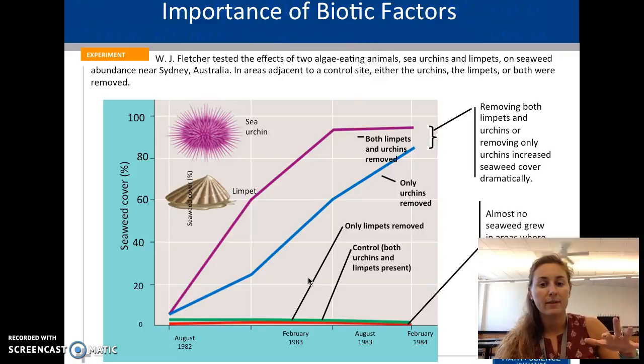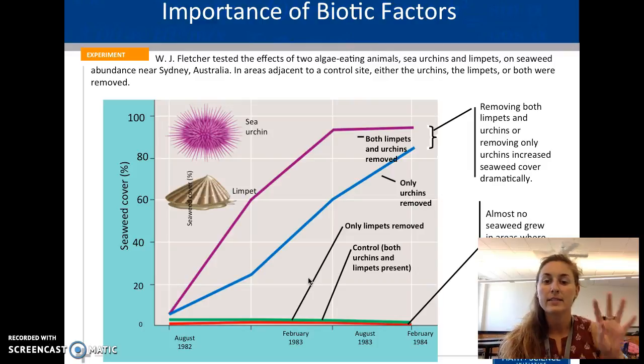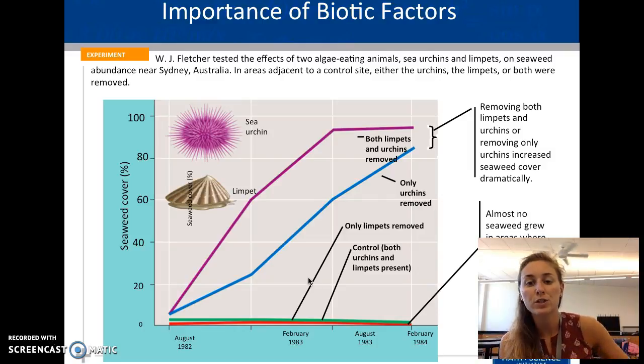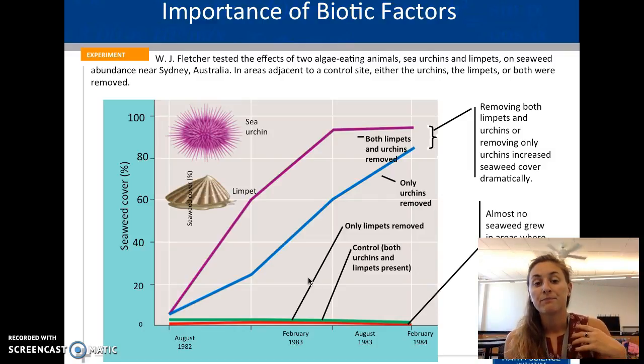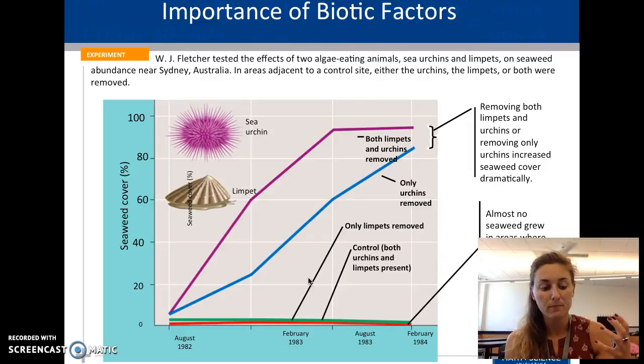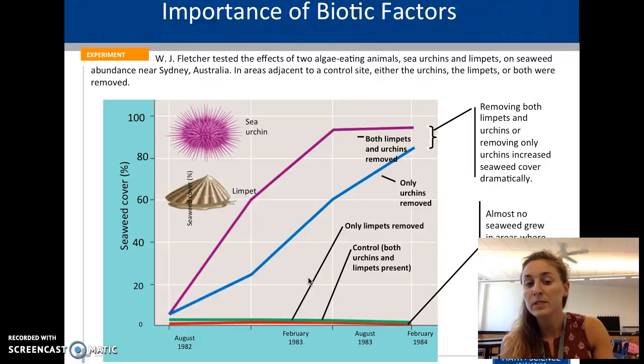If we look at the different colored lines, these are all 4 separate tests, right? We're looking at seaweed cover versus the presence of these different species. What we see is that if we have limpets and the sea urchin removed, seaweed goes booming. That makes sense. There's nothing preying on the seaweed. If we look at the blue, only urchins are removed. We see that the limpets have a really hard time controlling the seaweed cover. They do a better job than with everything gone, but we see that the seaweed still increases pretty rapidly.